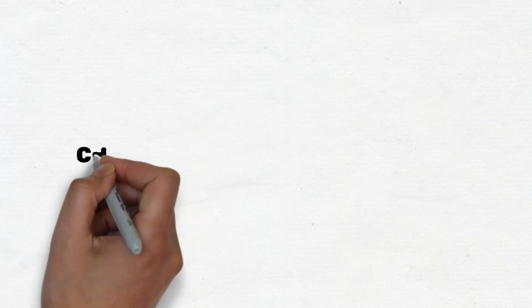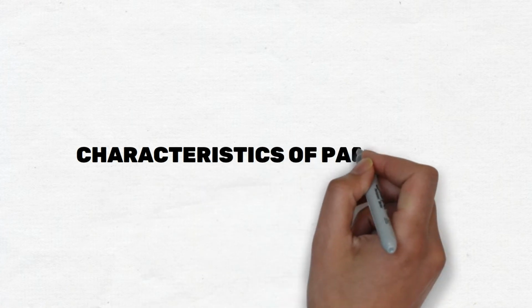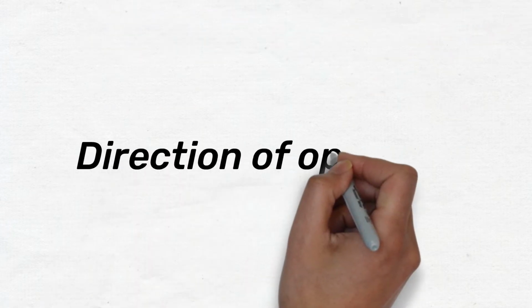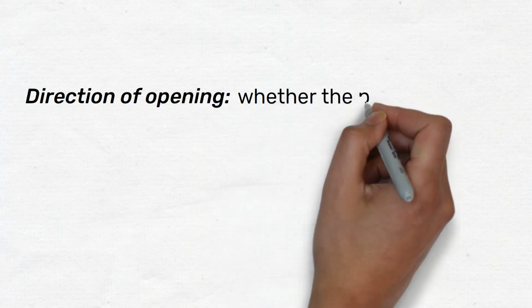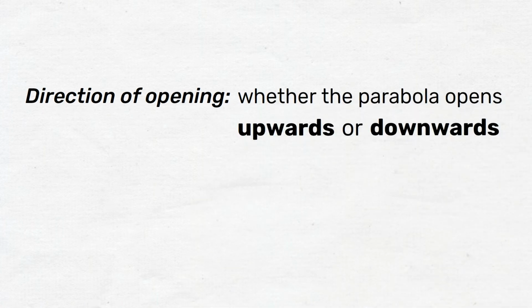Now that you know what parabolas are, the rest of this video is mostly going to focus on some of the characteristics of parabolas that you'll be able to identify from graphs and functions. First up is the direction of opening. This one's pretty basic. It's just whether the parabola is opening upwards or downwards. So you can see from our 2 graphs here, one is opening up and the other one is opening down.